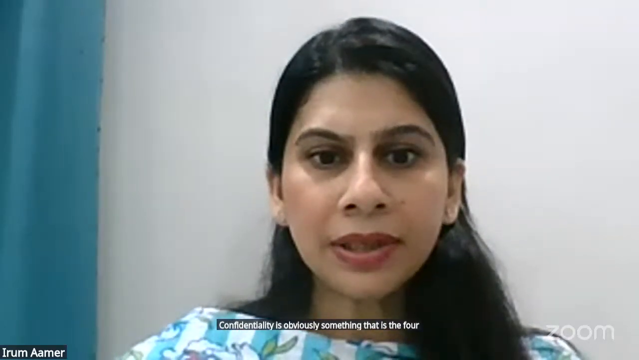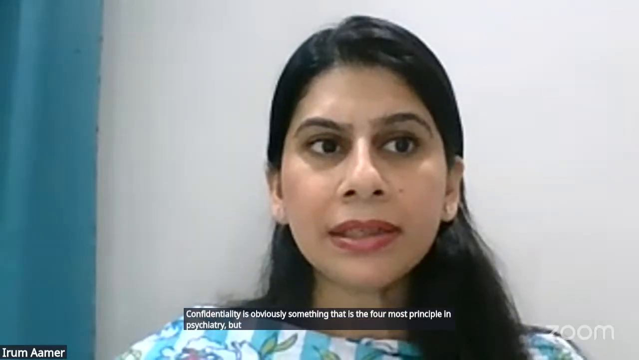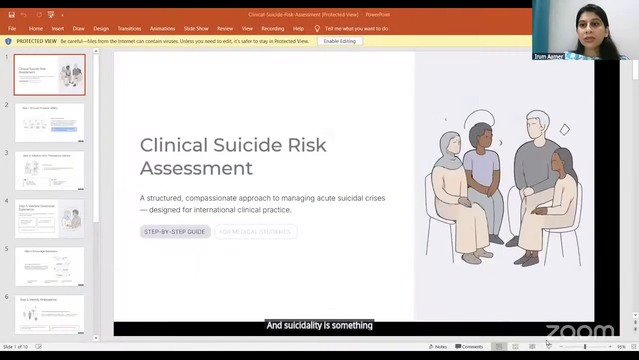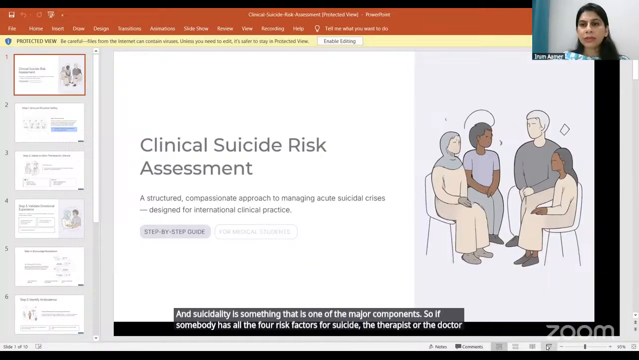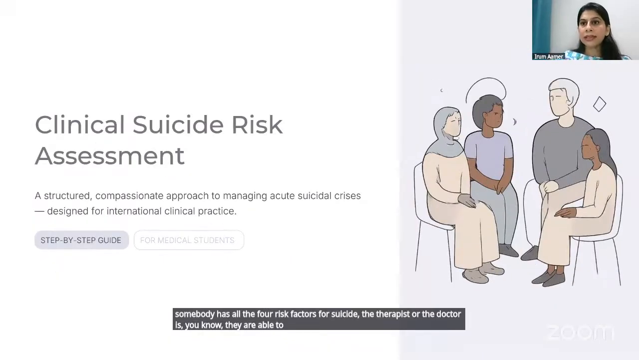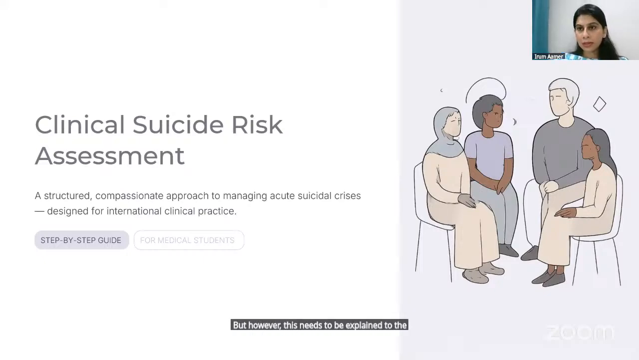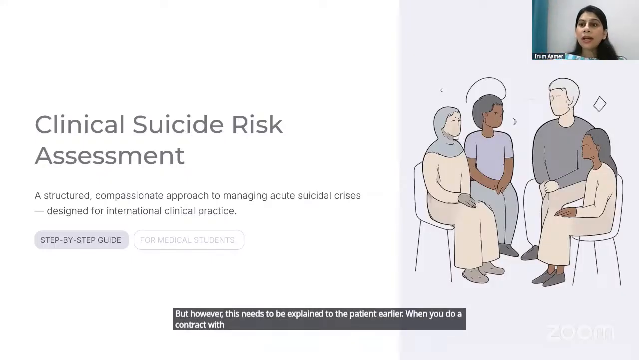Confidentiality is obviously the foremost principle in psychiatry, but unfortunately, there are some cases where confidentiality needs to be broken, and suicidality is one of the major components. So if somebody has all four risk factors for suicide, the therapist or the doctor can break confidentiality and reach out to the family. However, this needs to be explained to the patient earlier. When you make a contract with the patient, you let them know that certain things would be confidential, and there are certain things where we have to breach confidentiality for safety purposes.